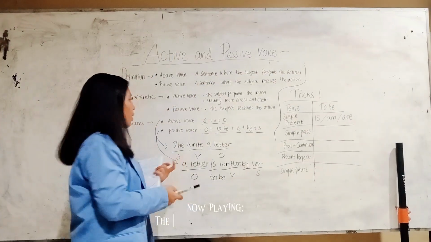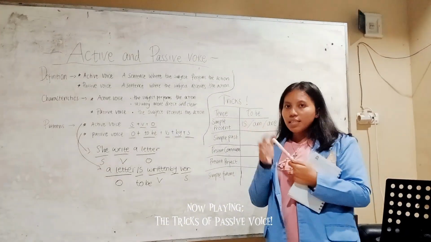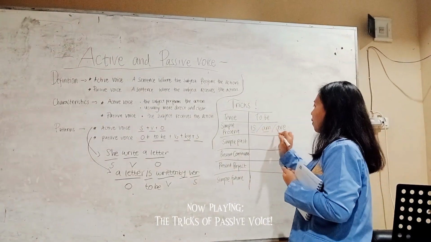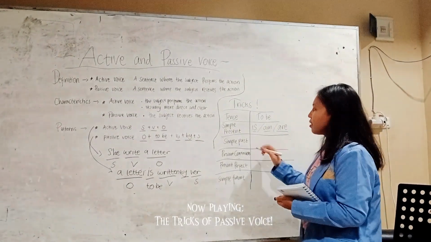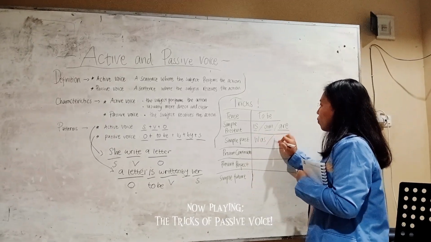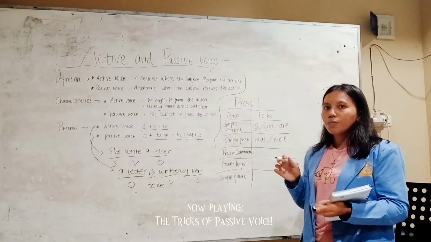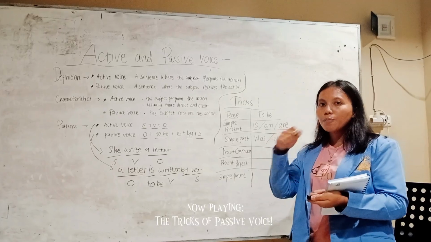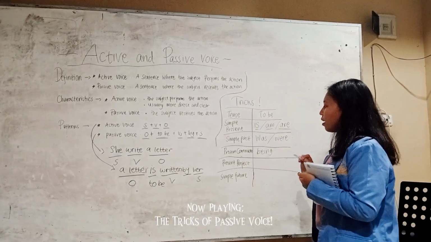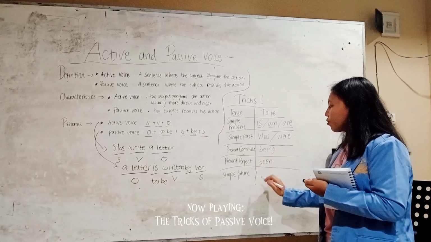But before we know the patterns, we must know the tricks. The tricks, there are 5 tenses. The first is simple present, the to be is is, am, and are. And simple past, the to be is was and were. And present continuous, the verb plus ing is being. Present perfect is been. And simple future is be.